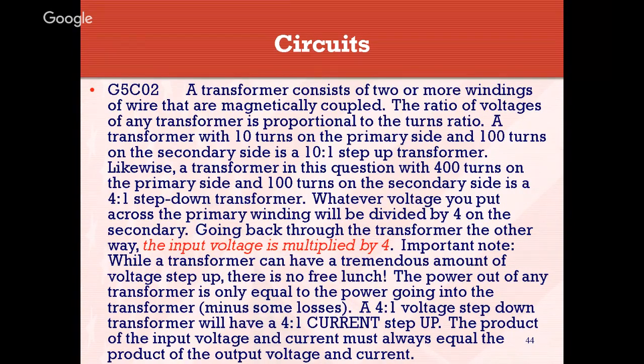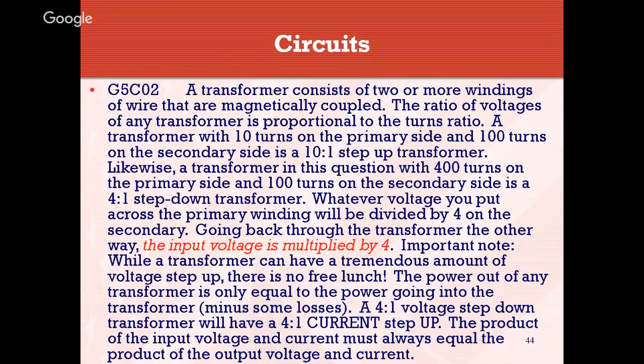Boy, oh boy, we got a lot of reading here. Again, a transformer always consists of two or more windings of wire that are magnetically coupled. The ratio of voltages of transformers is proportional to the turns ratio. A transformer with 10 turns on the primary side and 100 turns on the secondary side is a 10 to 1 step up transformer. Likewise, a transformer in this question with the 400 turns on the primary and 100 turns on the secondary is a 4 to 1 step down transformer.